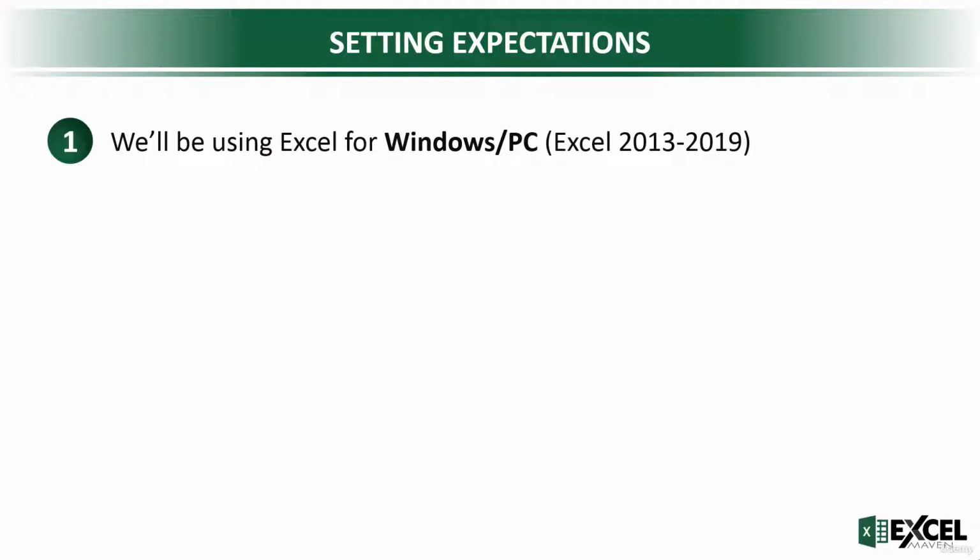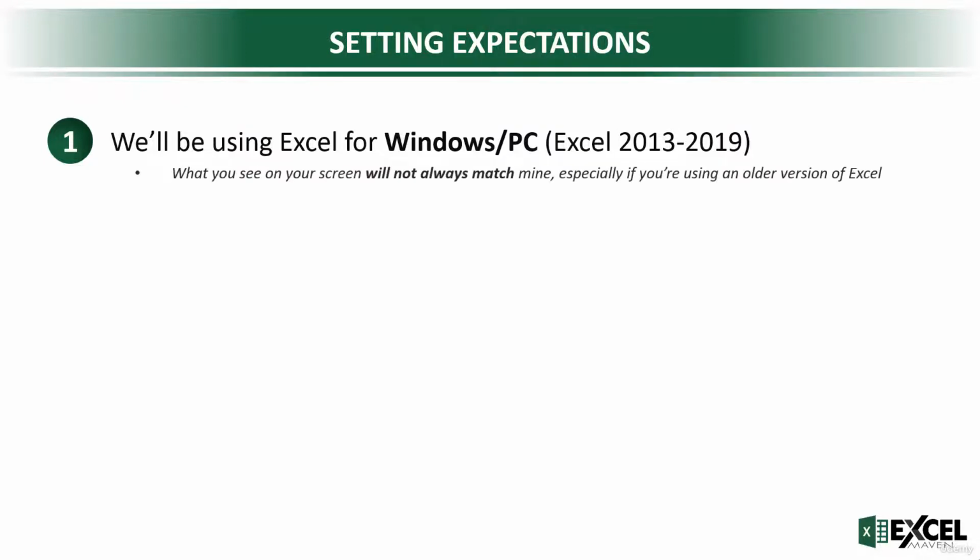And because we update content quite frequently, some demos will be shown in Excel 2013, others might be shown in Excel 2016 or 19. The bottom line is that what you see on your screen will not always match what I'm showing on mine, and that's okay. This is especially true if you're using an older version of Excel, like 2003, 7, or 10. But the good thing about formulas and functions is that they are pretty consistent between different versions of Excel. So you might have to dig around a little bit to find the same tools that I'm showing, but if you have any questions or need some support, feel free to reach out and we can help you out.